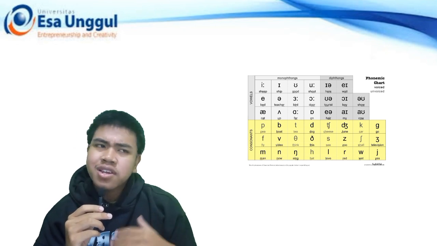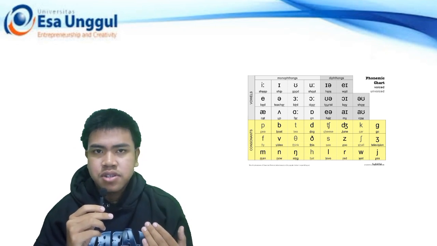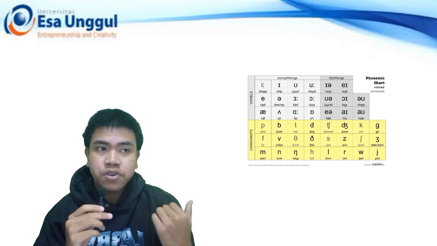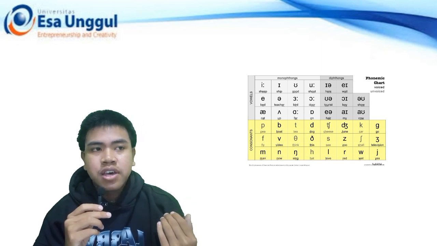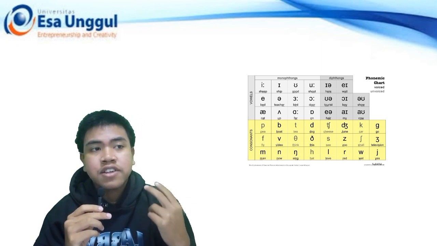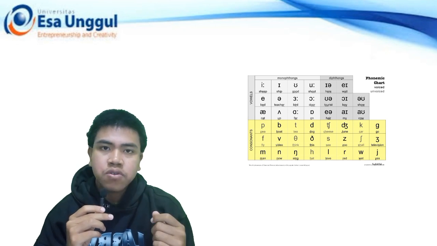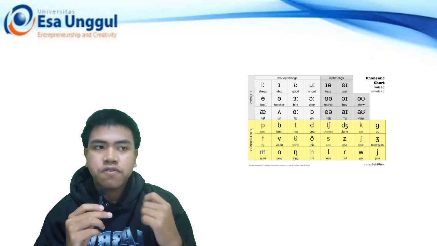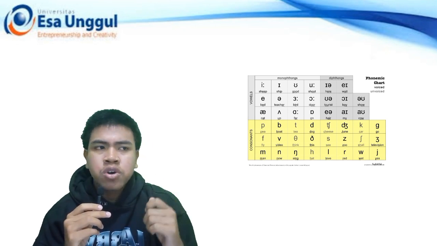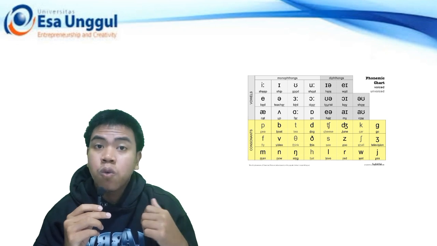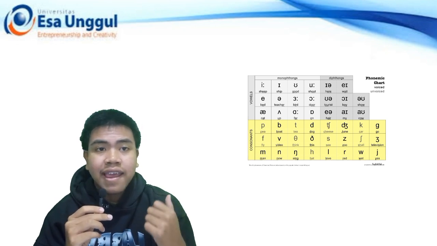Now, let's look at the diphthong symbols. The diphthong symbols in the phonemic chart, just like the name, have two vowels and two symbols that represent the sound being produced by the vowels. Examples of words containing diphthongs are where and how.